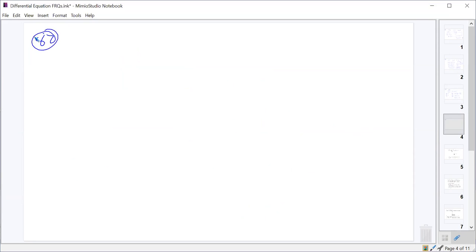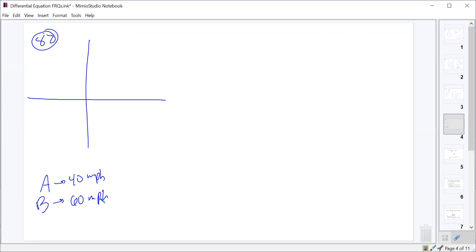So 82 says we got 2 cars traveling along perpendicular roads. Okay, we're going to have an intersection, it looks like. Car A is going 40 miles an hour. Car B is going 60 miles an hour. At noon, car A is at the intersection. Car B is 90 miles away, moving towards it. At 1 p.m., we want to know the rate at which the distance between them is changing.